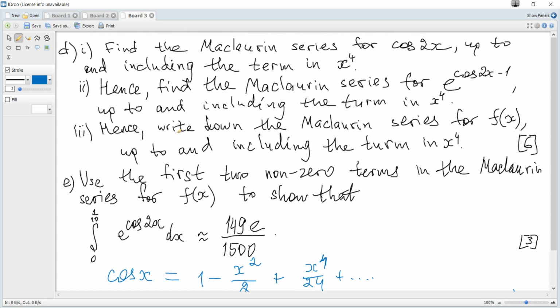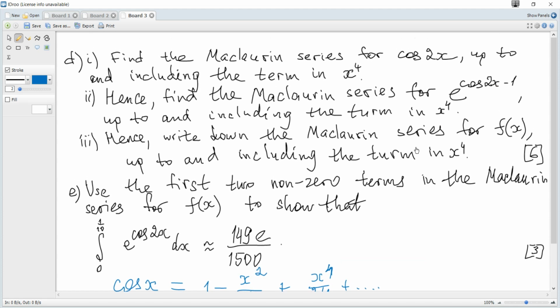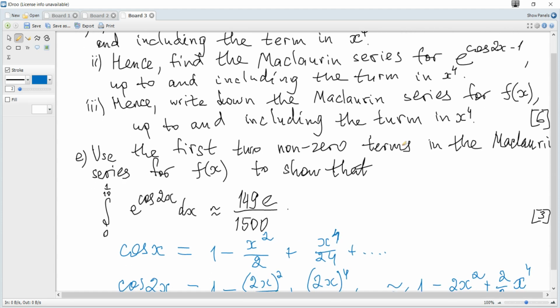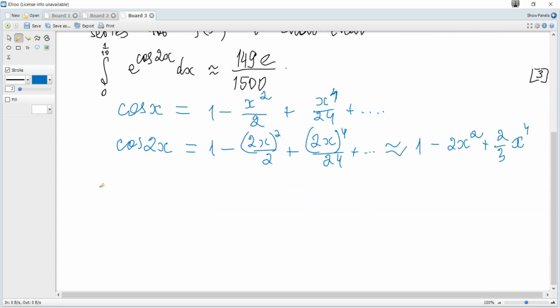Done. The next. Hence, find the Maclaurin series for e to the power of cosine of 2x minus 1 up to and including the term in x to the power of 4. So first of all, cosine of 2x minus 1 becomes 1 minus 2x squared plus 2 thirds x to the power of 4 minus 1. It's clear that it's just negative 2x squared plus 2 thirds x to the power of 4.